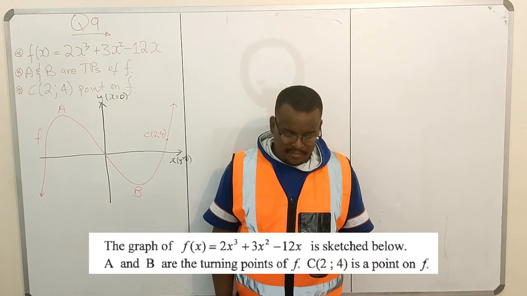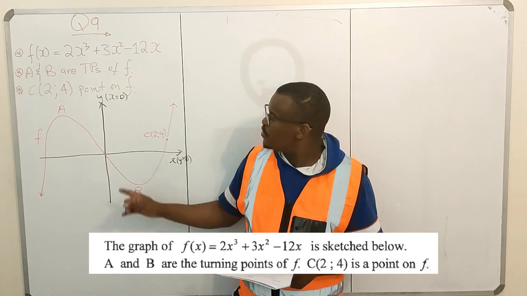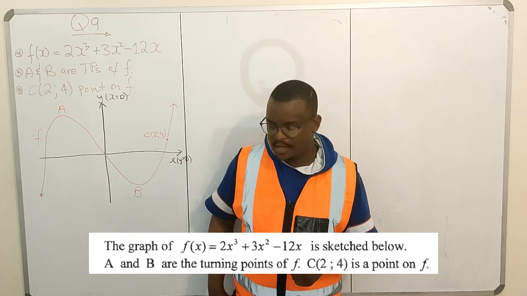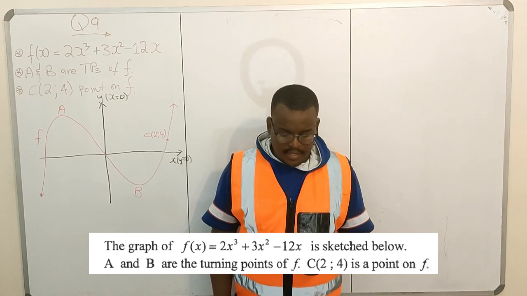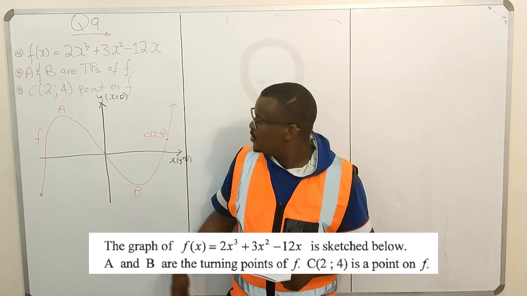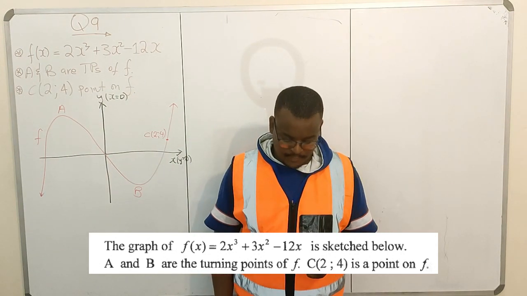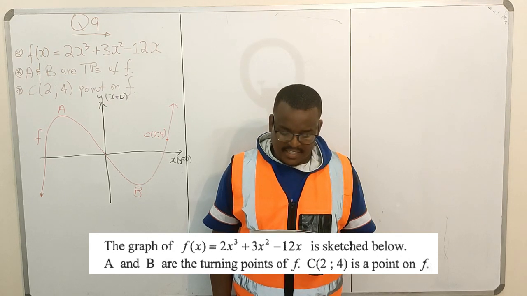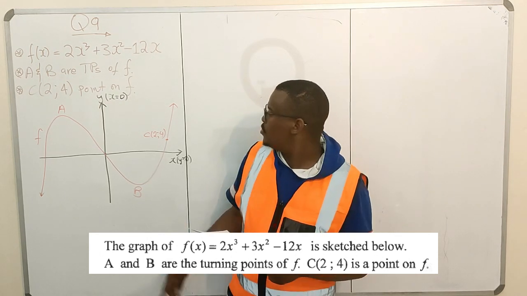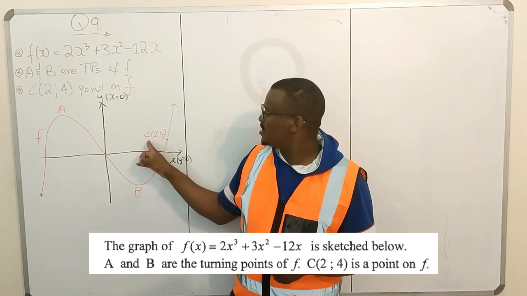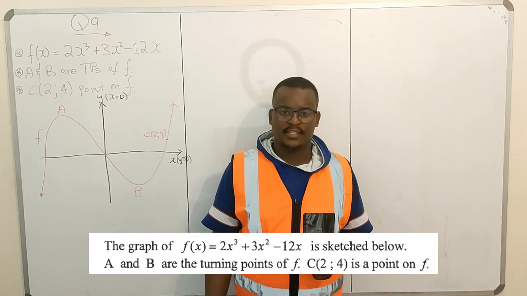The graph of f is sketched below. So here's the graph of f. I've sketched it here. A and B are turning points of f. So you have your A and B. They are the turning points of f. C is a point on f. So you have another point C, which is a point on f with these coordinates.